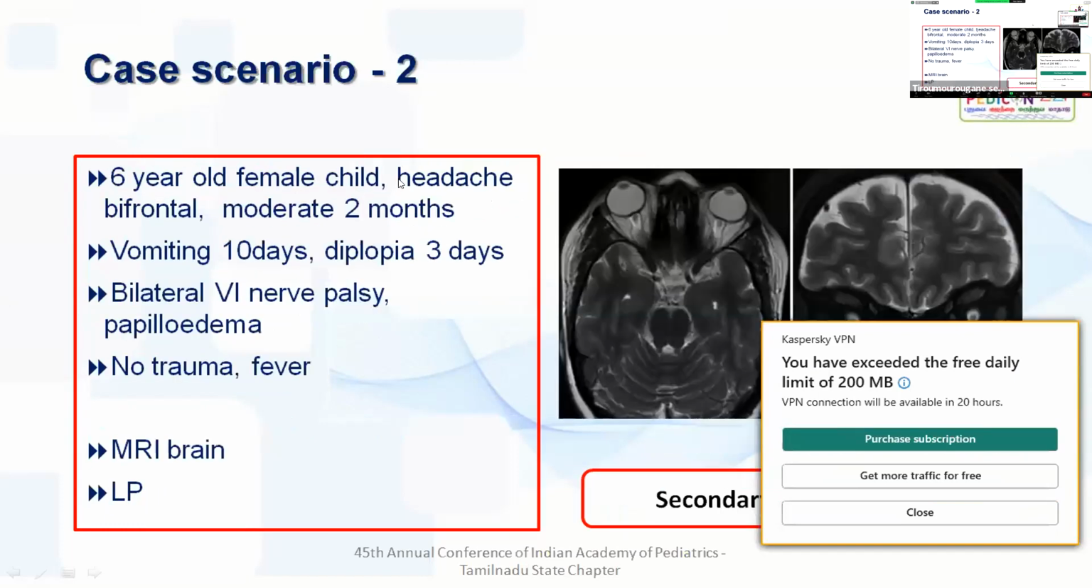The same clinical symptoms: headache, bifrontal, moderate, associated with vomiting, diplopia. Examination reveals a bilateral sixth nerve palsy, papilledema, but there is no history of fever or trauma. And MRI brain does not reveal any underlying tumor or hydrocephalus. But if you closely look at the MRI, you can see there is a flattening of the posterior aspect of the orbit. And in the coronal view, you can see increased perioptic spaces, which are signs of increased intracranial tension. We did the LP, and the CSF pressure was increased, more than 20 centimeters of water. So this is a secondary headache due to idiopathic intracranial hypertension.